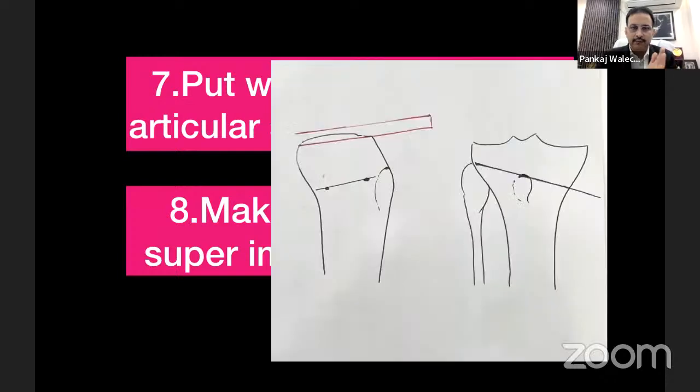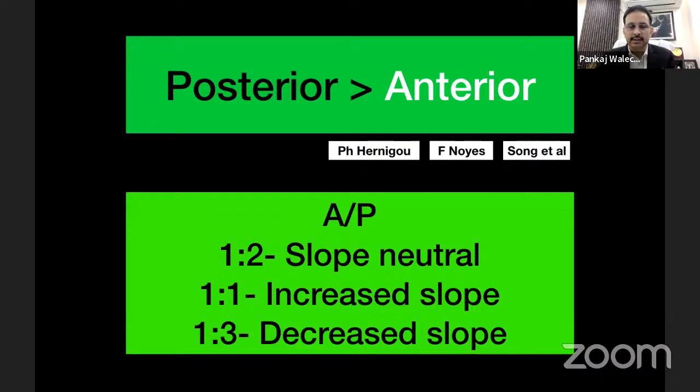How does it help? If you see in this picture, if your K wires are parallel in the coronal image, in the AP image, and the tibial plateau is also flat, then your wires are actually going parallel to the slope, the native slope of the patient. And then you go in and execute this, that the posterior should open more than anterior. And there are 3 landmark papers on it. I've referred to them. So to understand, if your anterior posterior dimension is 1:2, your slope is neutral. If it is 1:1, your slope has increased. While if it is 1:3, then the slope has decreased.